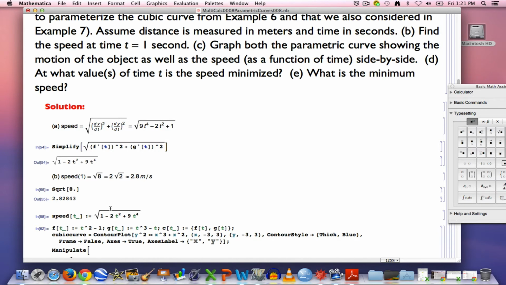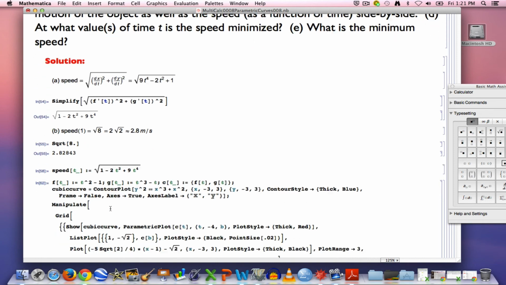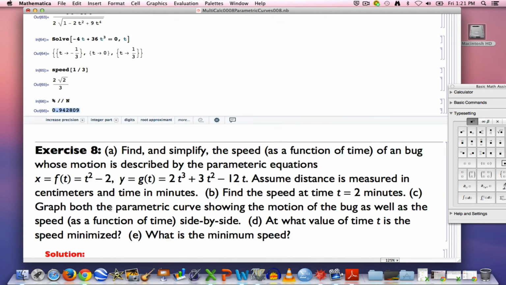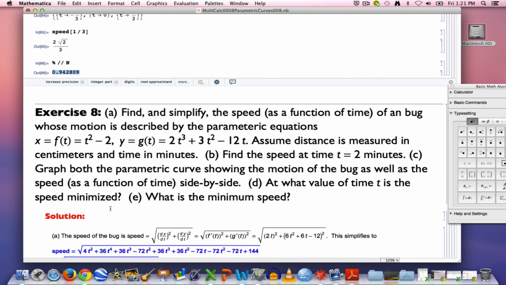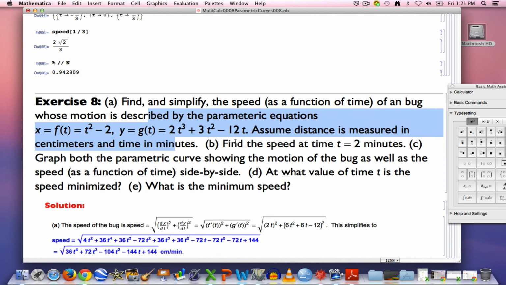Have we answered all the questions? Yes, we have. You might want to rewatch it to write those down and check your work if you try doing this on your own. Here's your exercise. Similar problem. Find and simplify the speed based on some parametric equations. This time distance is measured in centimeters and time is in minutes. We're talking about a bug.